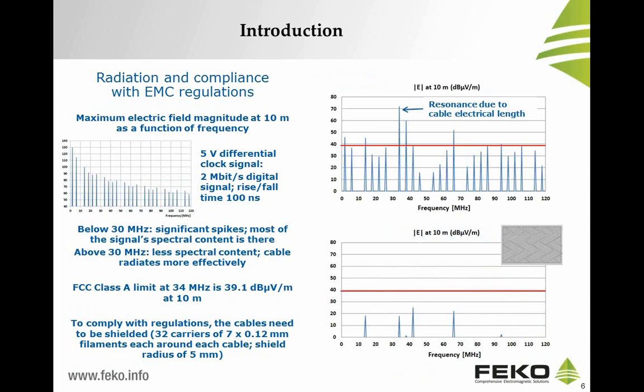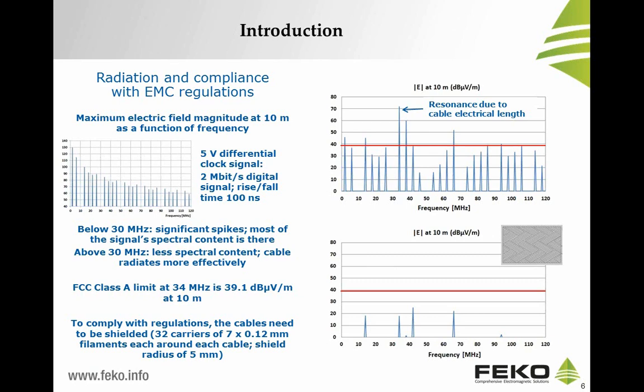On the other hand, radiation and compliance with EMC regulations is also very important, and in that case we normally look at the maximum electromagnetic field at a distance, say, of 10 meters as a function of frequency. In our scenario, we had a 5-volt differential clock signal, a 2 megabits per second digital signal, with rise and fall time of 100 nanoseconds. We can see the spectrum here on the left-hand side. And if we look at the fields at 10 meters, we can see on the right that we have significant spikes below 30 megahertz because most of the signal spectral content is there, and above 30 megahertz there is less spectral content, but the cable may radiate more effectively.